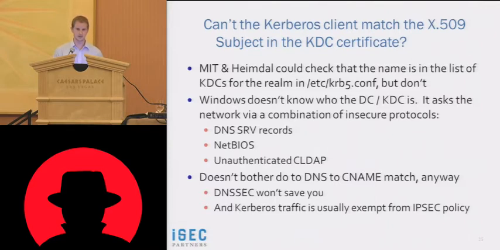This has some interesting effects in the attack we're about to demonstrate, because if you don't do that match, you can't use DNSSEC to save you from this attack because the client isn't doing any name verification anyway. As long as you can ARP spoof, or be an active man in the middle, you can supply whatever certificate you want, even if it doesn't match the name. And Kerberos traffic is also typically exempt from IPsec policy, so you can't rely on IPsec to protect you.